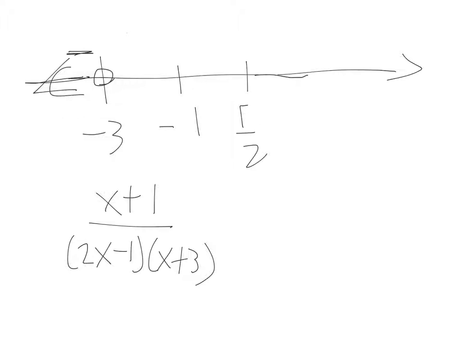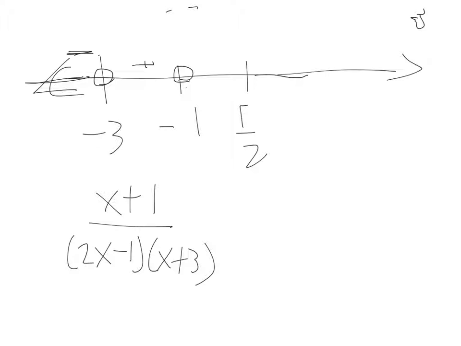From -3 to -1, pick any number, say -2. You still have a negative number on top. Then 2 times -2 minus 1 gives you a negative. Then -2 plus 3 is +1, which gives you a positive, so you end up with a negative over a negative, which means it's positive on this interval. From the asymptote at -3 to the x-intercept at -1, it's above the x-axis.